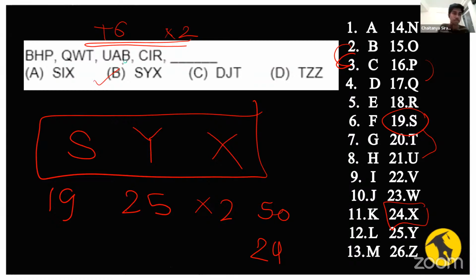Alright. I hope you are clear with the logic. I'll quickly repeat. Within the terms, the logic was plus 6 into 2. And between terms, I saw that if this was ending in P, it was starting with Q, ending with T, starting with U, ending with B, starting with C. So there's plus 1 every time. So correct answer in this case is option B. Alright, let's move ahead.